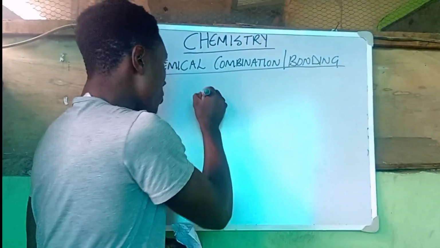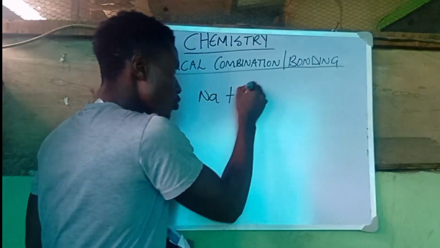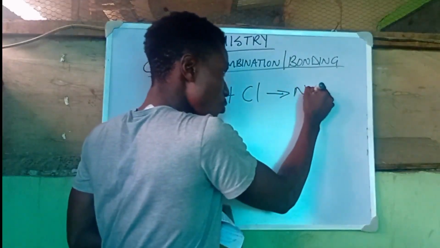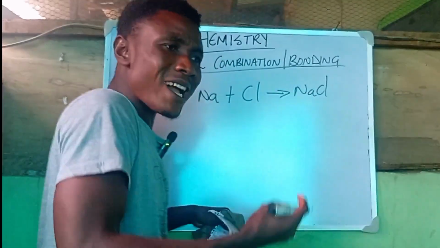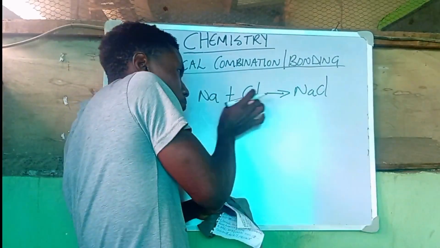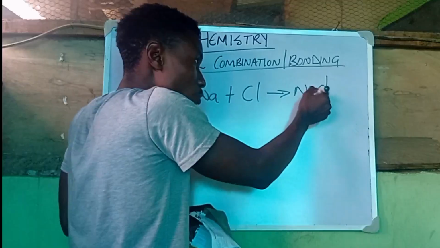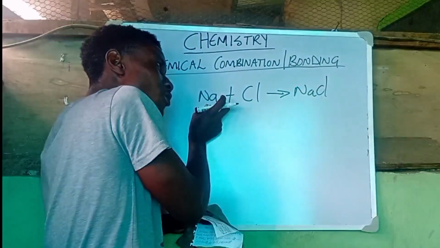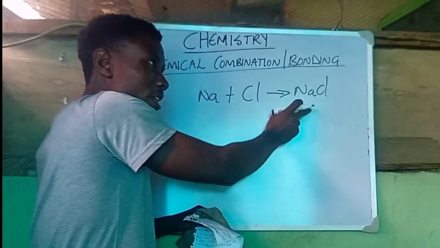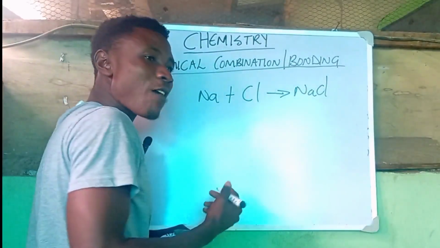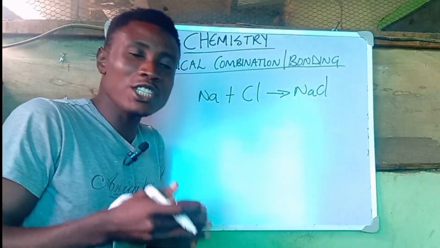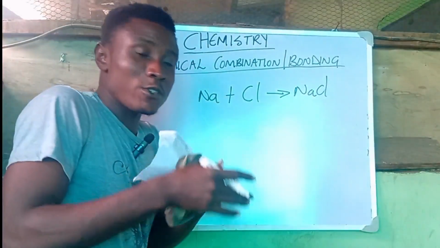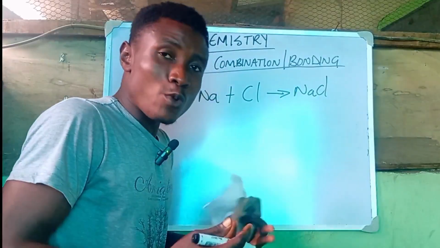Why is it that sodium plus chloride coming together, which is sodium chloride, will give us salt, our normal salt, the Dangote salt we buy in the market? And why is it that hydrogen plus oxygen coming together will give us water?